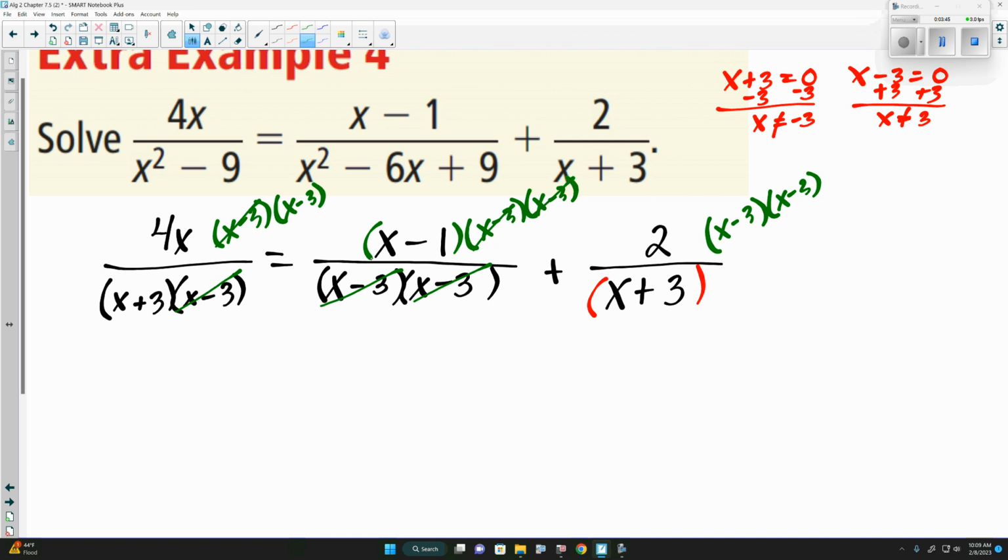Are all the denominators simplified? No. What else do we need? X plus 3. Now in the far left one, the x plus 3 and x plus 3 would cancel. In the middle, the x plus 3 stays there. And in the last one, the x plus 3 and x plus 3 will cancel.